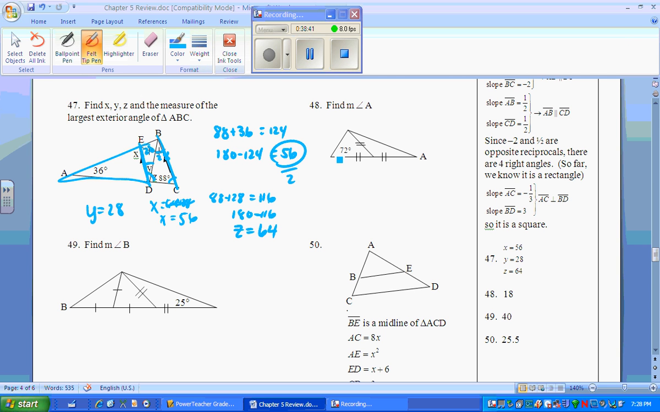Here, these are all congruent. If this is 72, this is isosceles, right? Because these two sides are congruent. So this is 72. You got 180 minus 72 times 2.